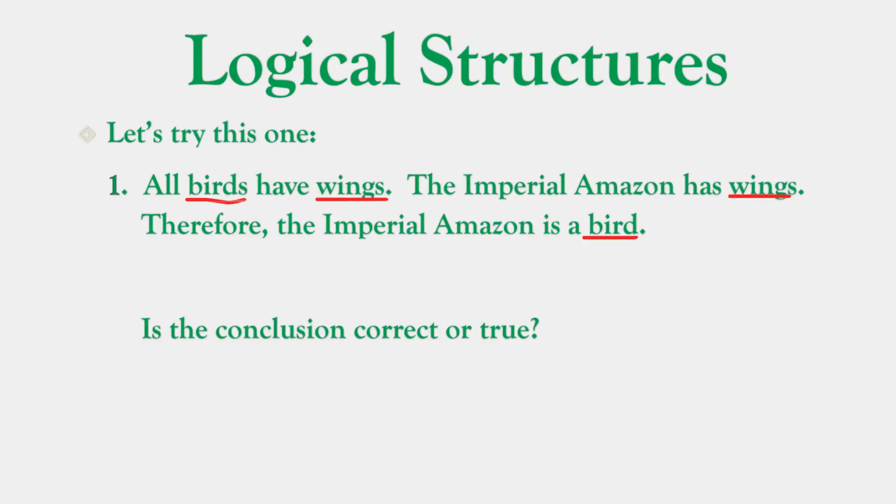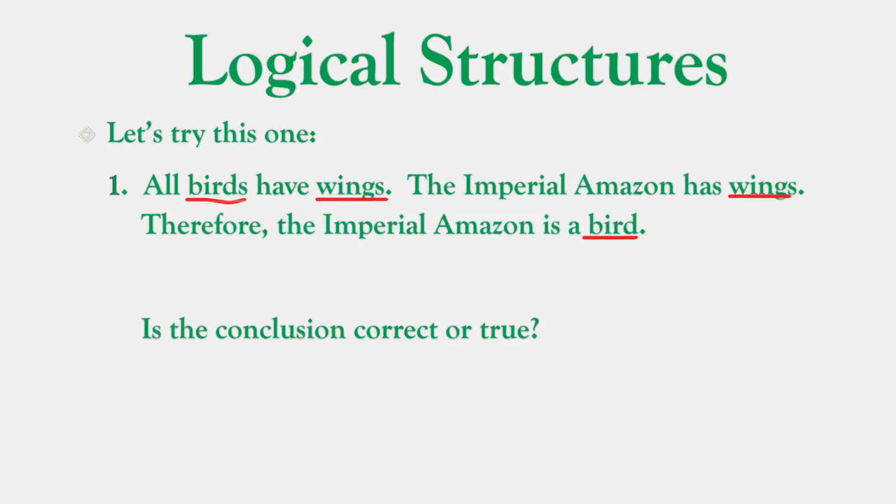Let's just try this one. Here's a condition, whether true or not, whether obvious or not. Don't get into this. Just look at what the words are saying to you. All birds have wings. The imperial Amazon has wings. Therefore, the imperial Amazon is a bird. Is the conclusion correct or true? Well, all birds have wings. The imperial Amazon has wings.